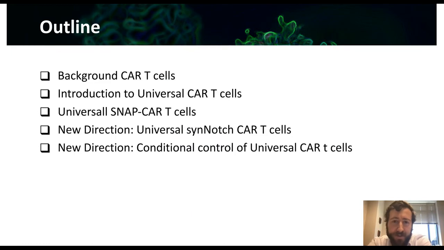For a brief outline, first I'm going to go over background of CAR T cell therapy, and then an introduction to universal CAR T cells, as well as the universal SNAP-CAR T cells that my lab is working on. And then I'm going to go into new directions with universal CAR T cells, universal SynNotch cells, as well as conditional control of universal CAR T cells.